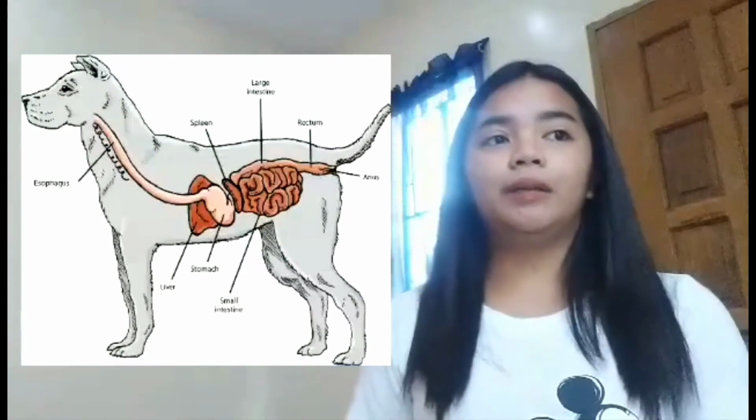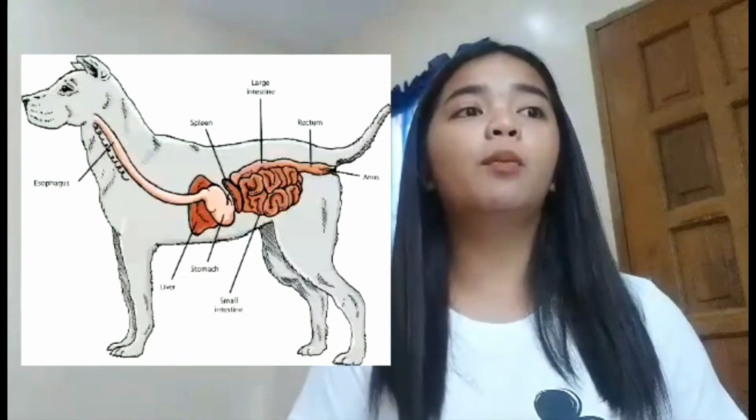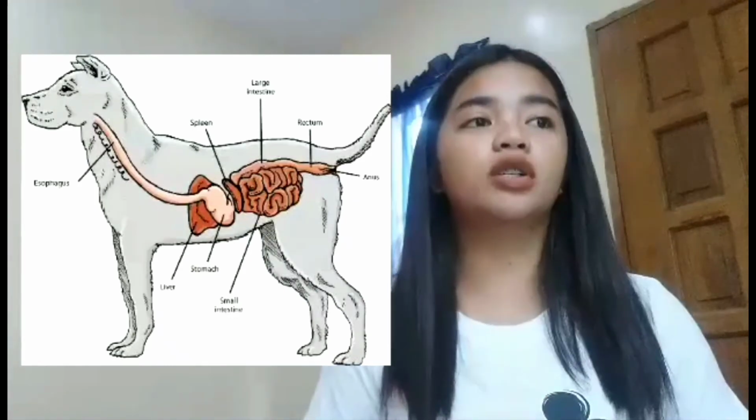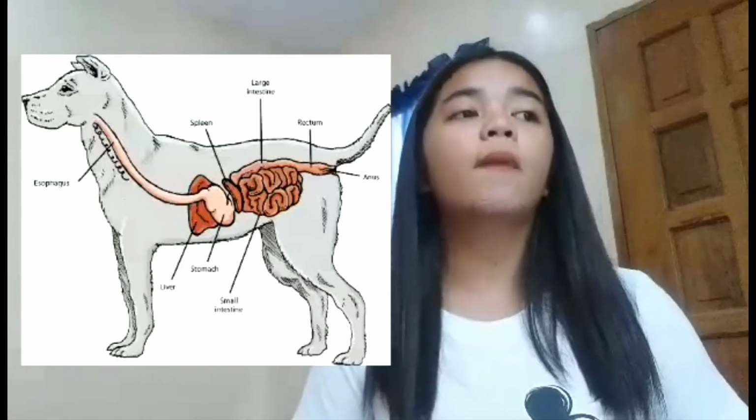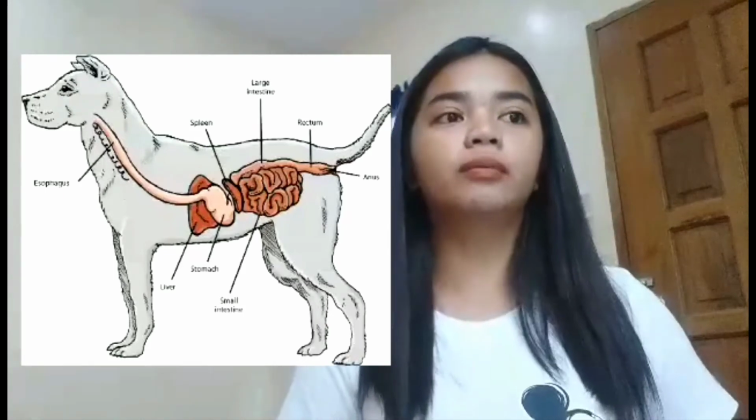Next is the spleen. It functions as a part of the immune system, helping the body fight off infections and removing aged, non-functioning red blood cells from circulation.